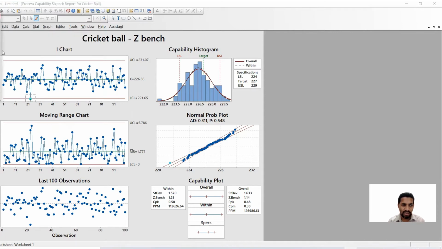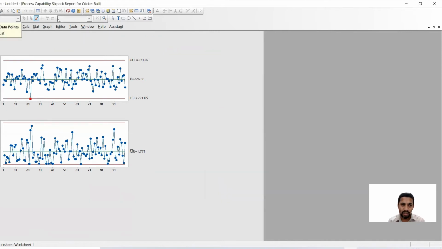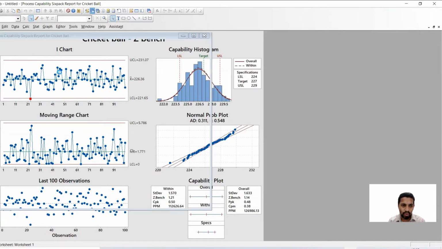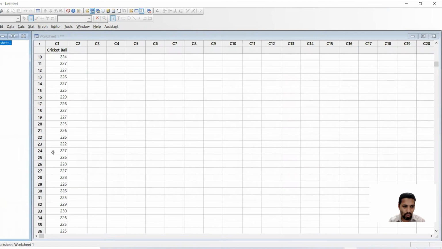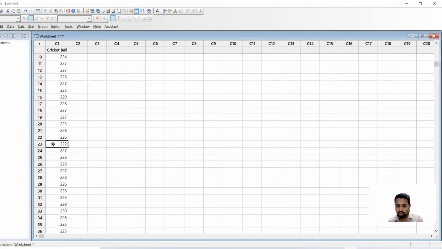So I got the reference. Row 23 is out of the limit, that means the value is out of the limit. We will find out which it is, so I will go back to row 23. Okay, row number 23 is 2.2, which is outside the limit, right? Because the minimum is 2.4 and the maximum is 2.9.